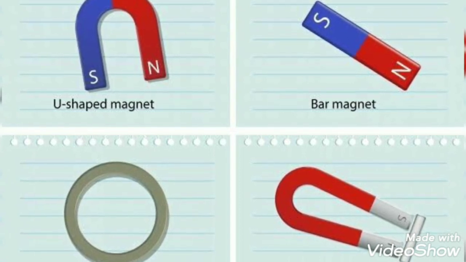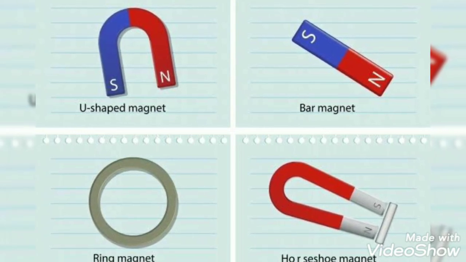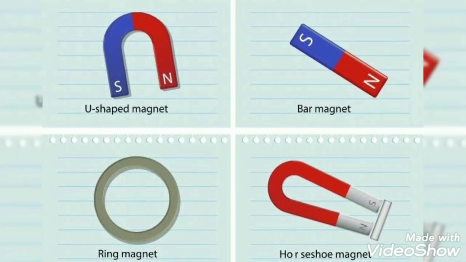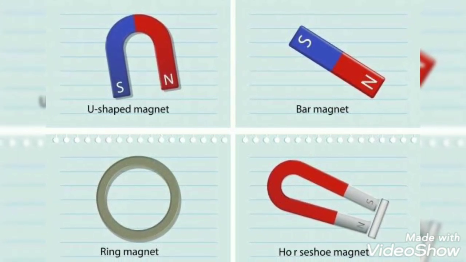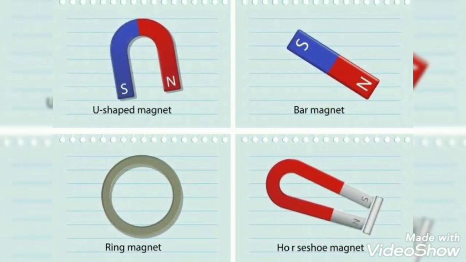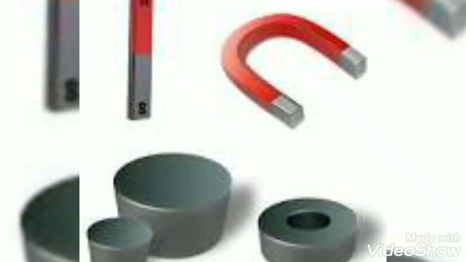Now you can see the shapes of the magnet. There are several shapes. Number one, bar magnet. Number two, horseshoe magnet. Number three, ring magnet. And also the needle magnet. And you can even see oval-shaped, disc-shaped and cylindrical magnets.